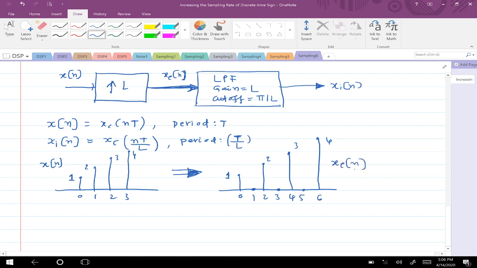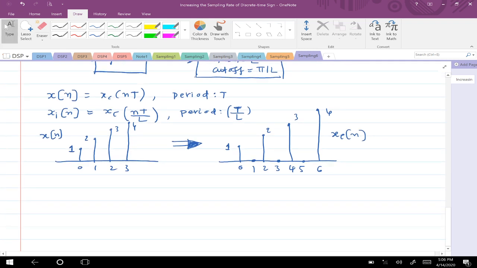Now what I would recommend you is to pause the video here and then express x_e of n mathematically in terms of x of n, because the rest of the whole thing is dependent on that. Hope you do that. So this is what you should be arriving at, to cross check your answer.